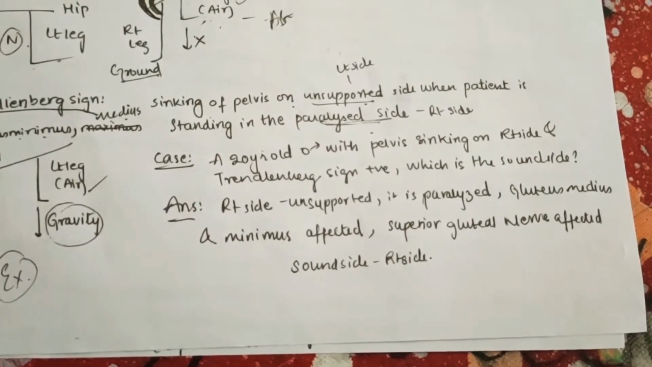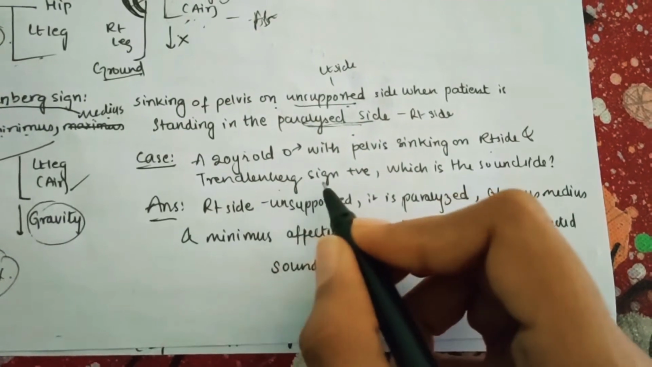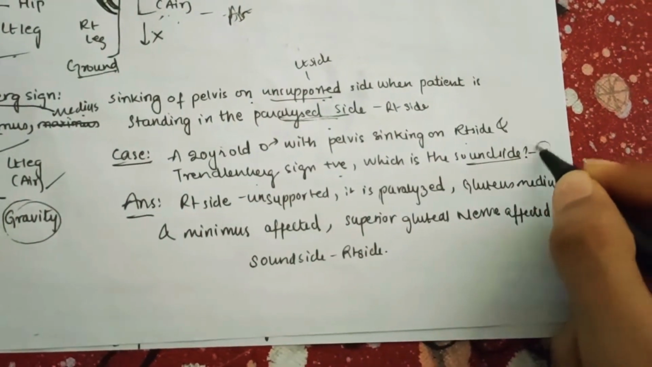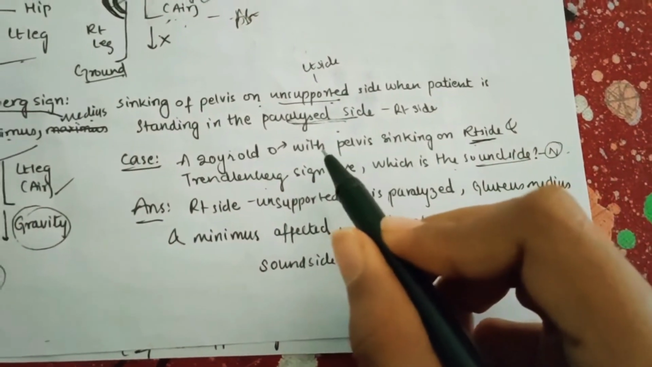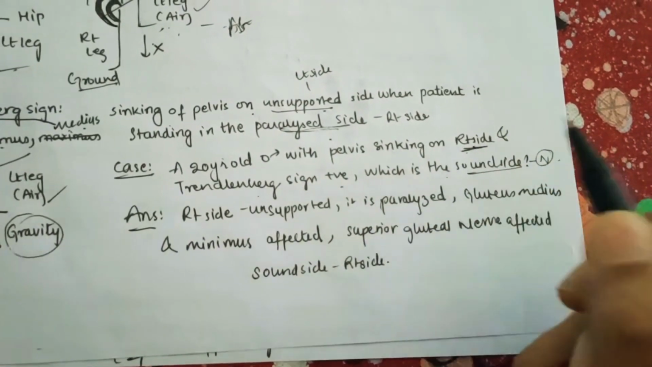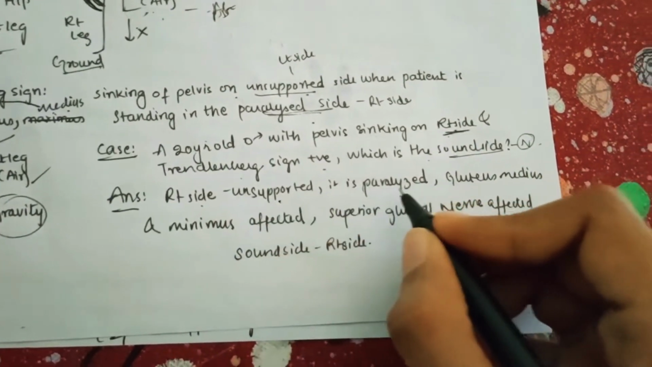So you can take an example here, like a 20-year-old male with pelvis sinking on the right side, and the Trendelenburg sign is positive, which is the sound side. Sound side means the normal side. By this question only you can easily understand the right side is the normal side, because they are saying with the pelvis sinking on the right side. So clearly you can understand now.